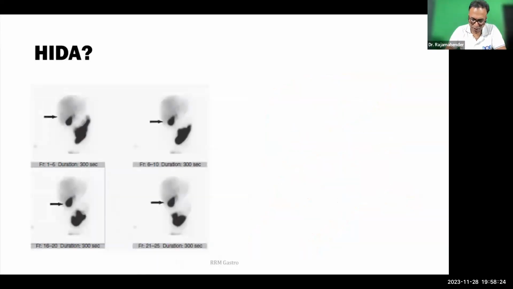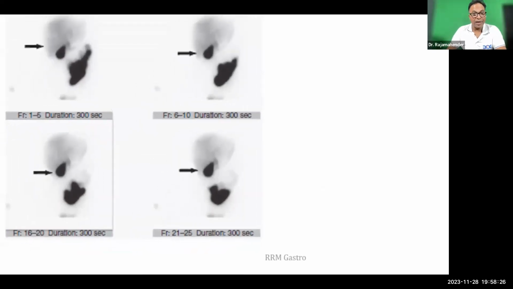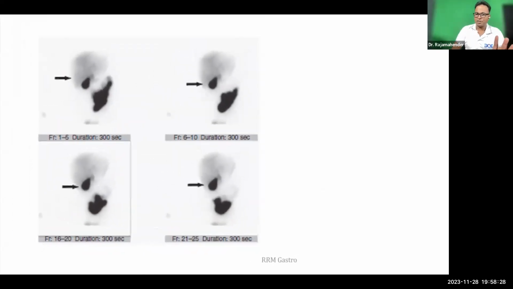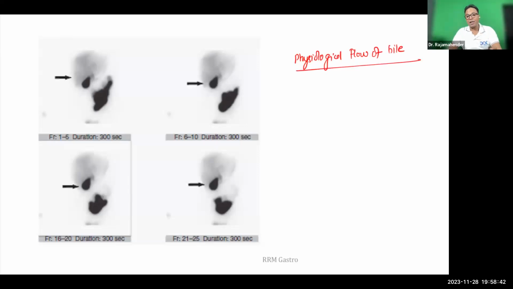What is this investigation? This is a HIDA scan. It is not used for obstructive jaundice patients. Please remember, it is not an investigation for obstructive jaundice patients. It is a physiological flow. Physiological flow of bile is detected with the help of this. It is not helpful to study the anatomy or cancer or stone, nothing.